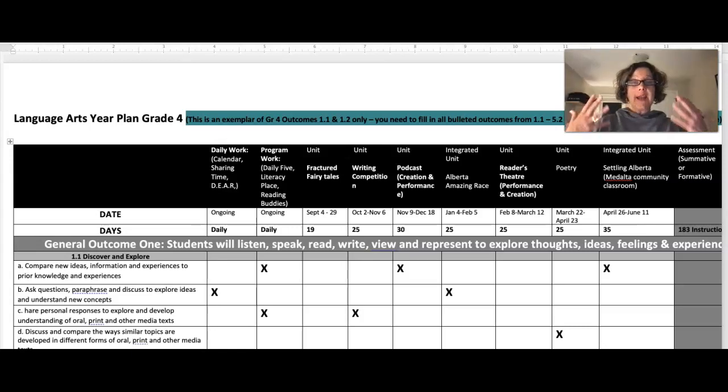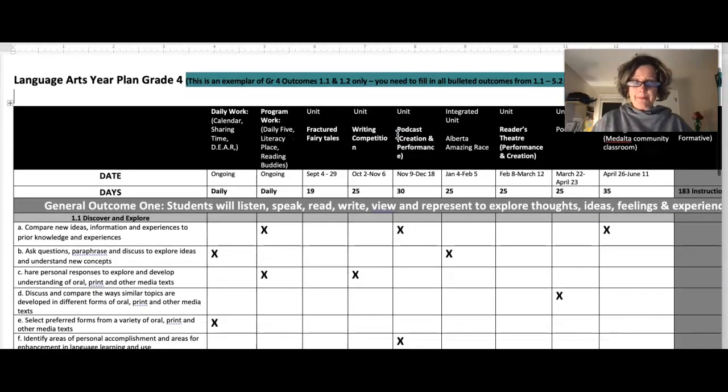Okay, so here is the example of a year plan, and this is what I want you to do for assignment 1. It's language arts, year plan, and you put what grade you are, grade 4 here. I wrote in green, this is an exemplar of grade 4 outcomes 1.1 and 1.2 only. You need to fill in all the bulleted outcomes from 1.1 to 5.2 for your assignment. Just because it's not all filled in doesn't mean this is all you have to fill in.